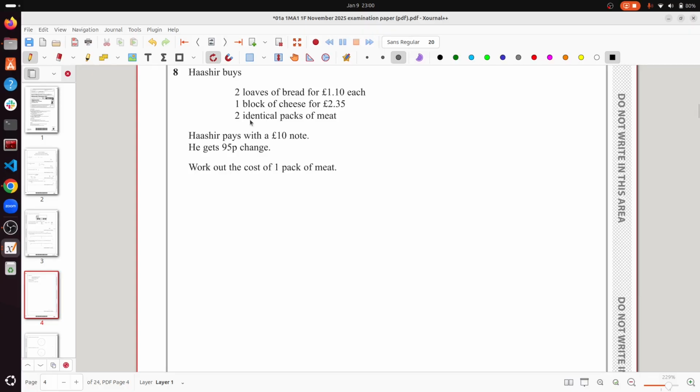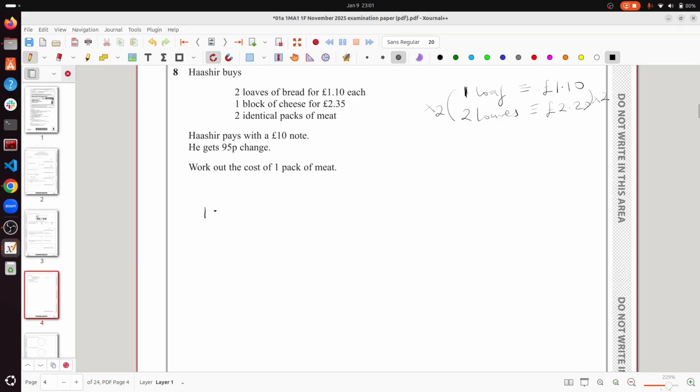Hashir buys 2 loaves of bread for £1.10 each. So 1 loaf costs me £1.10, and 2 loaves should cost me, I've gone from 1 to 2, so I need to multiply by 2 in this one. And whatever I'm doing on the left hand side, I need to do on the right hand side as well. So multiplying that by 2 should give me £2.20.